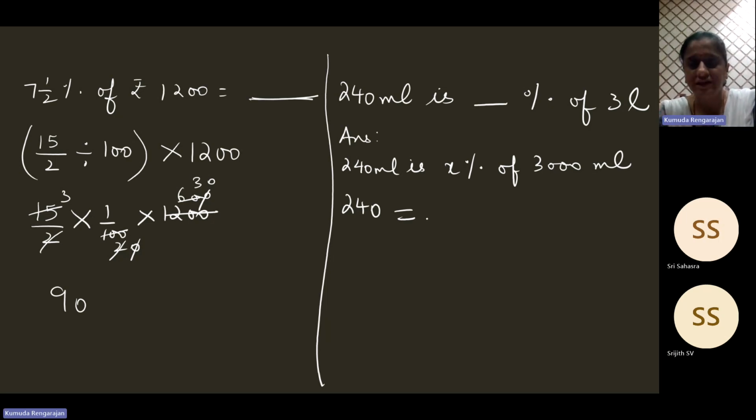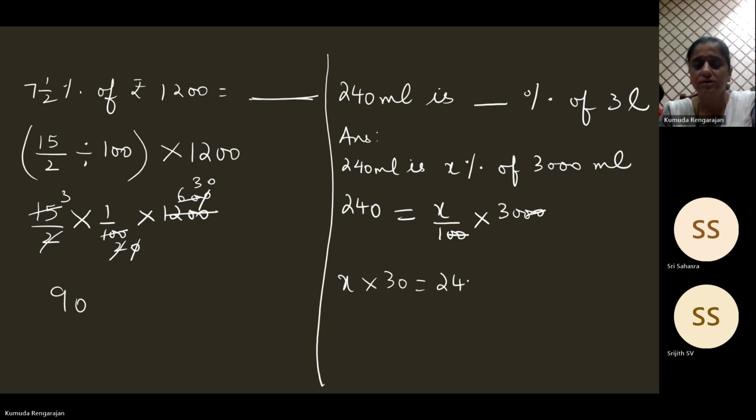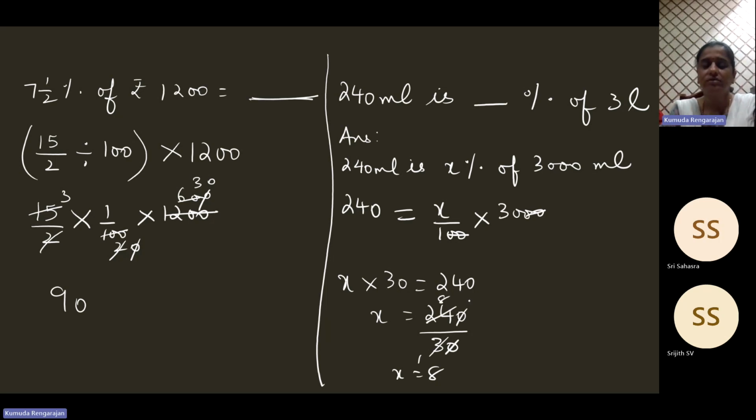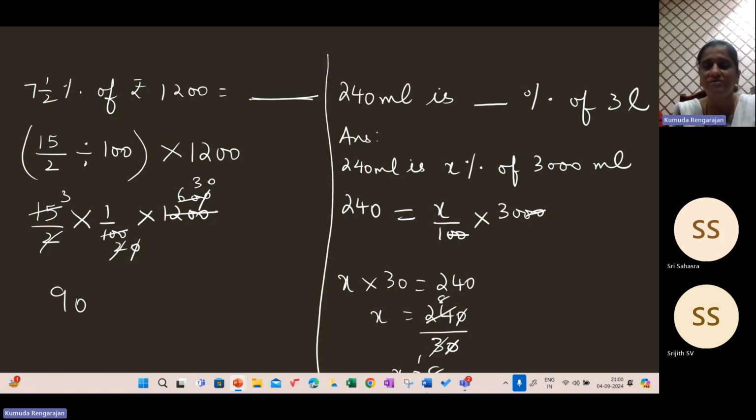So now 240 is equal to X percent, which means X by 100, of is multiplication, 3000. Now 2 zeros and 2 zeros get cancelled. So we have X into 30 is equal to 240. X is equal to 240 by 30. 3 8s are 24, so X is equal to 8. So 240 ml is 8% of 3 liters.